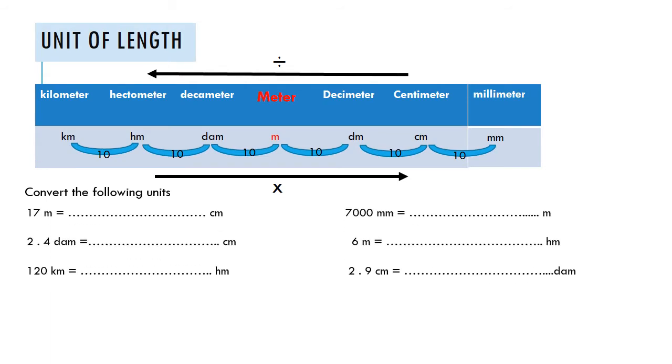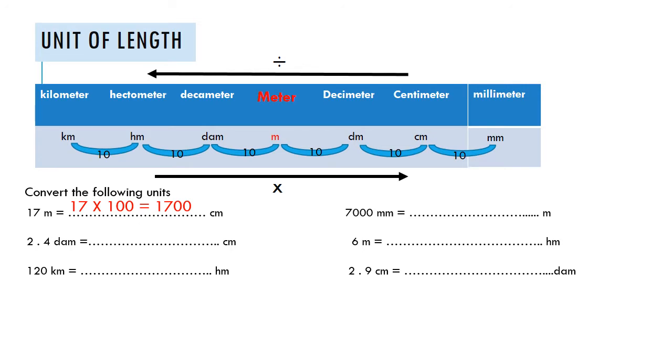The first one, 17 meter, we want to convert it into centimeter. You can see that between meter and centimeter we have 2 steps, so we multiply by 100. 17 times 100 equals 1700.